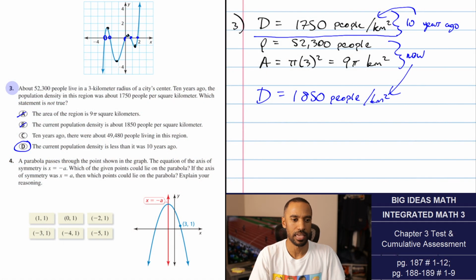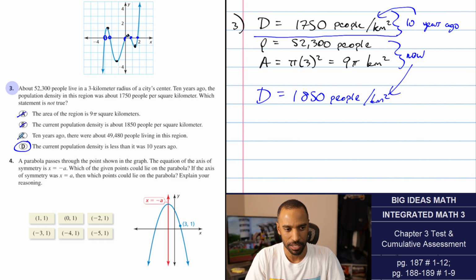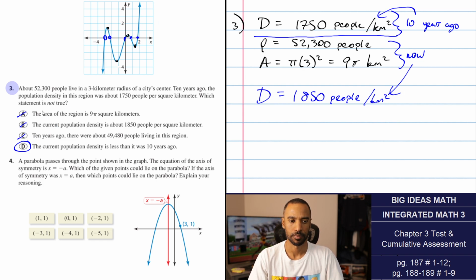Times 9 pi, 49,480. So that's the number. So that is true. Therefore, it's not the correct answer. And the correct answer there is D.